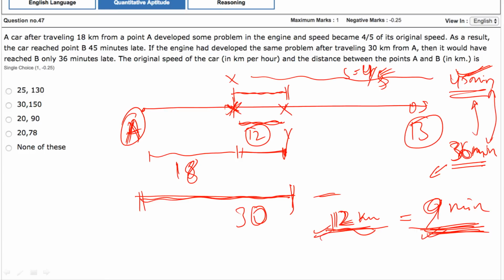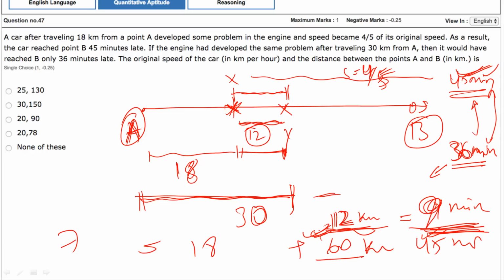I hope this is clear. Perfect. If that is very clear to everyone, so the 9-minute delay is coming because of the reduced speed in 12 kilometers. So 45 will come in how much? 60 kilometers, as simple as that. So 60 kilometers plus 18 will give me 78 kilometers. Only one option has 78.